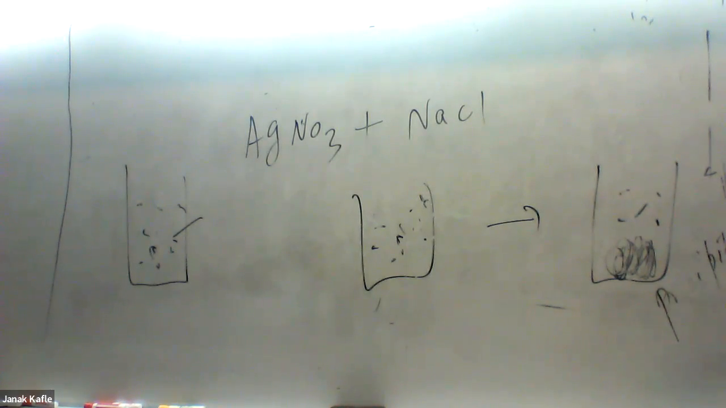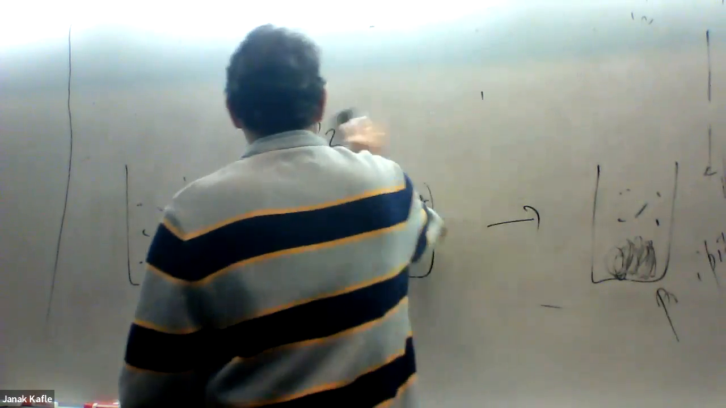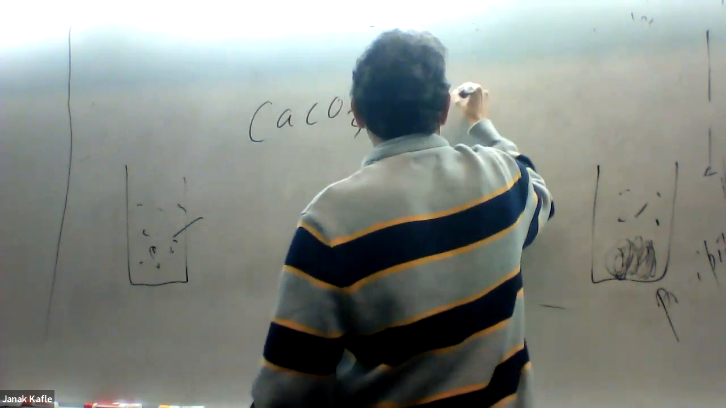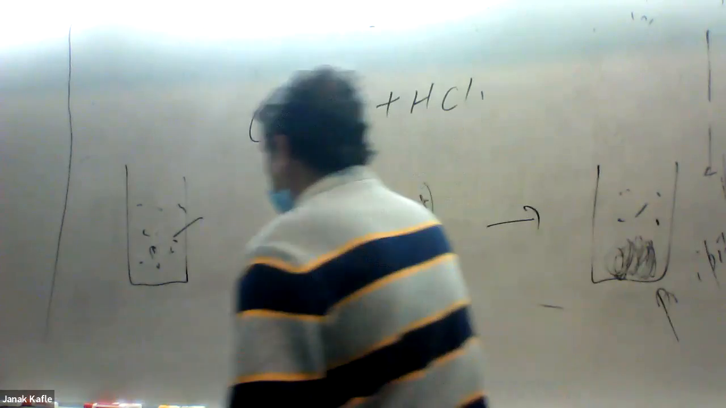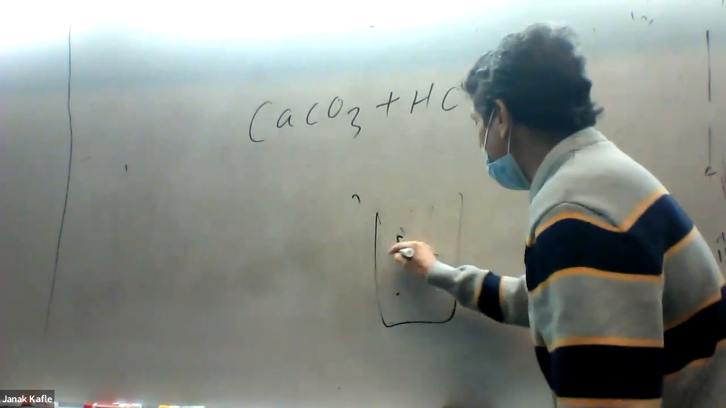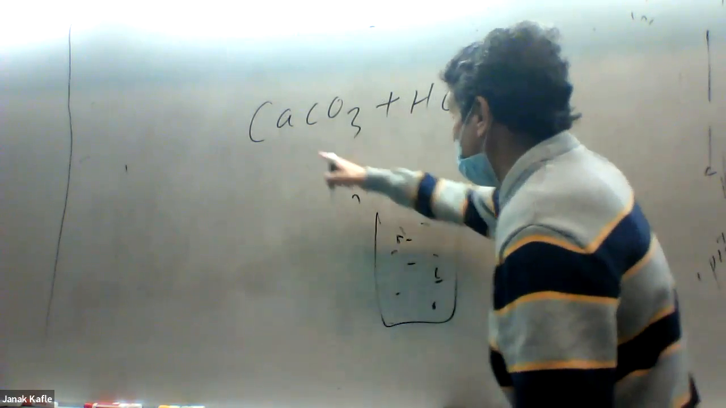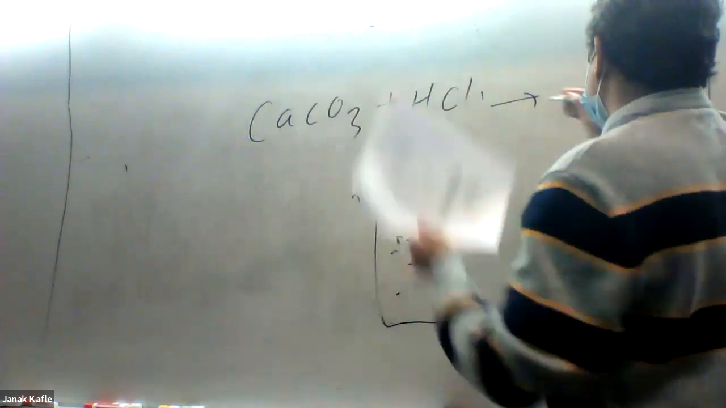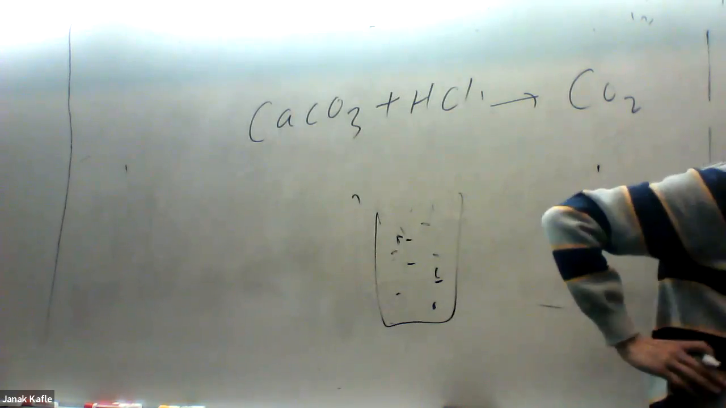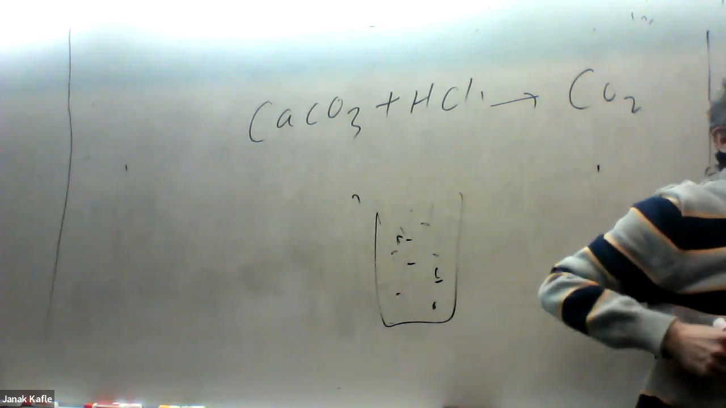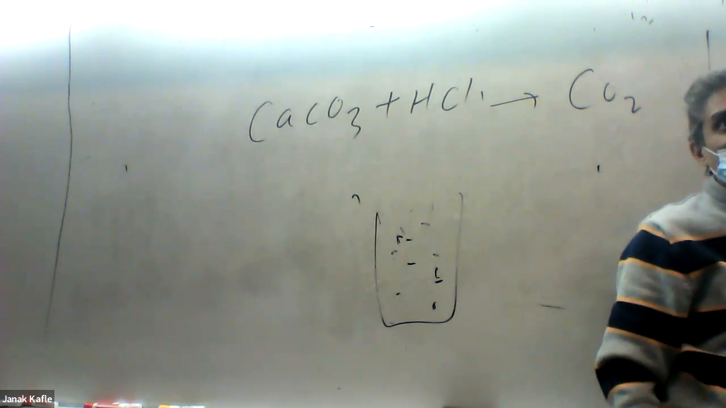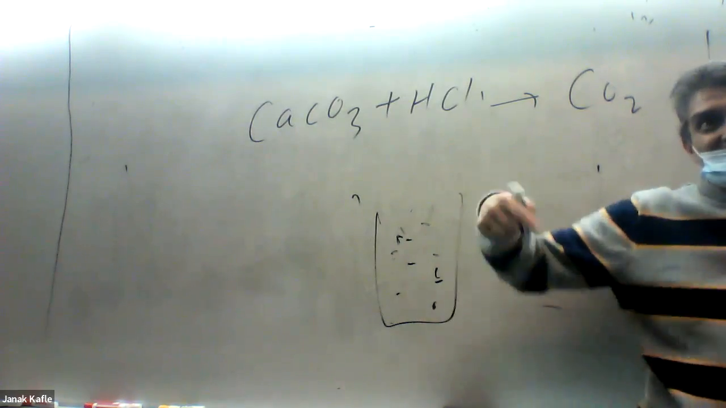And the second one: sometimes it gives gas. So let's write another one here. Let's write calcium carbonate. You take a beaker with some water and some HCl, throw in some calcium carbonate, and you see a lot of gas coming out. Carbon dioxide gas comes out, just like when you open a Coca-Cola bottle and the gas comes out, right? So in a chemical reaction, sometimes you see gas, and sometimes you see a white precipitate, a solid, down there.